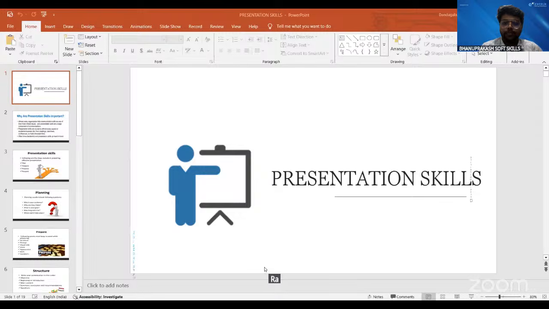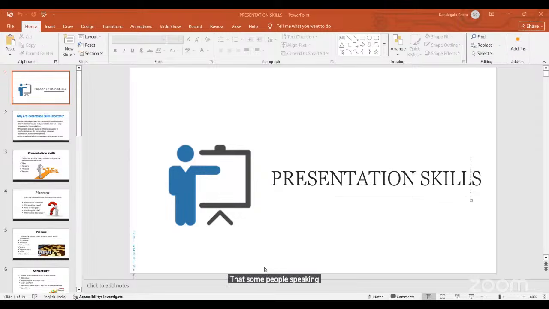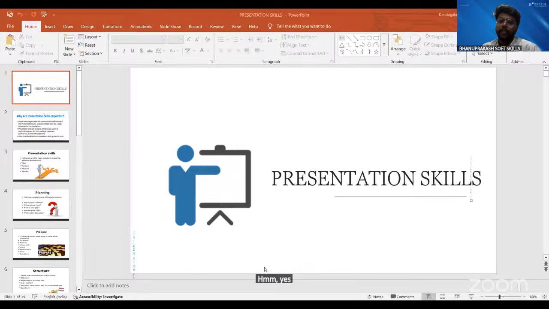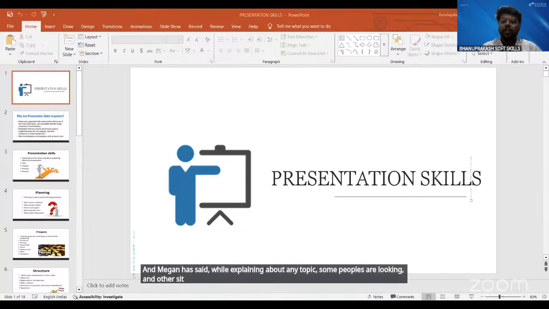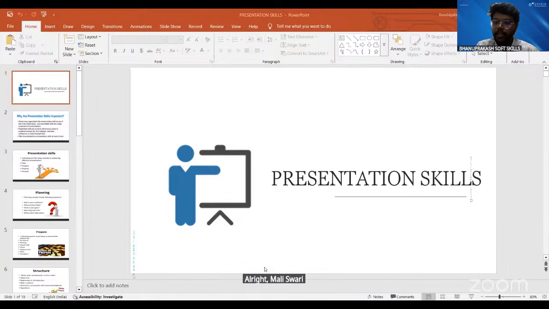Raju? Some people speak too fast or too slow, and some people only explain the slides, not to the people. Yes, thank you, Raju. And Meghana said that while explaining any topic, some people look to other sides, not concentrating on the audience. Yes. All right, Mallishwari, I think you raised your hand.